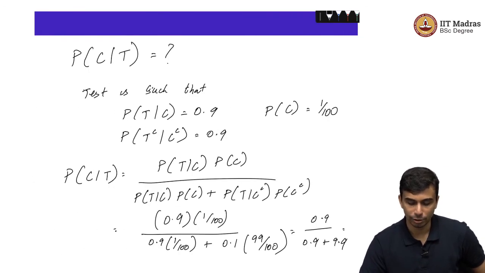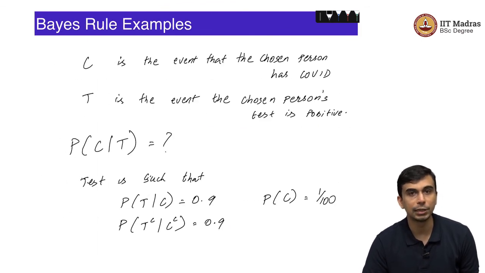So this is a simple application of Bayes rule, and with that we will wrap up the conditioning part of the probability.